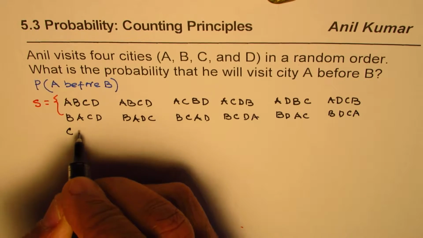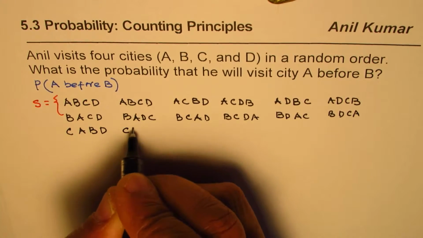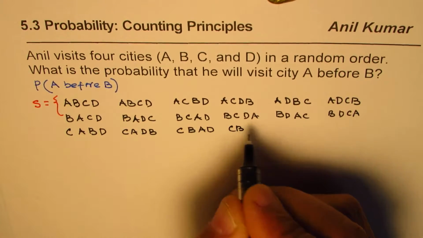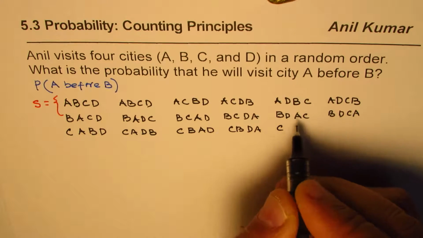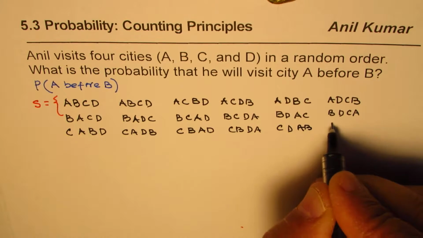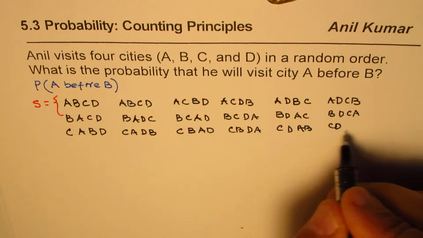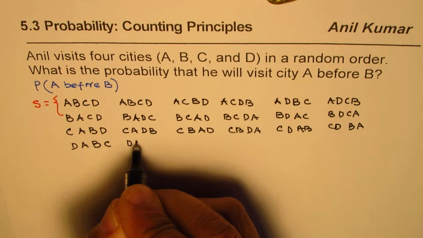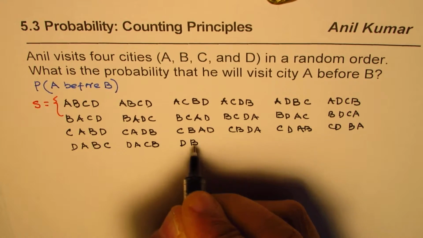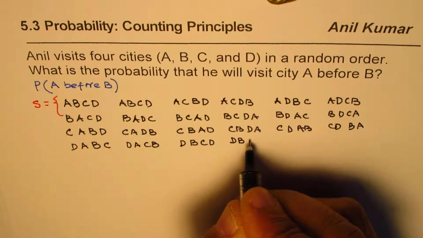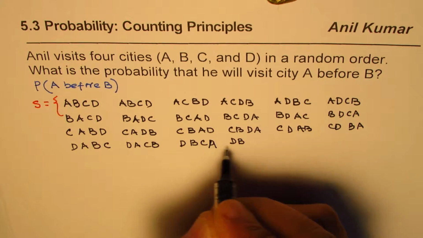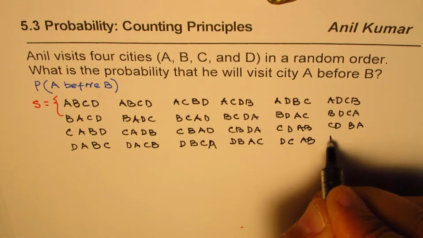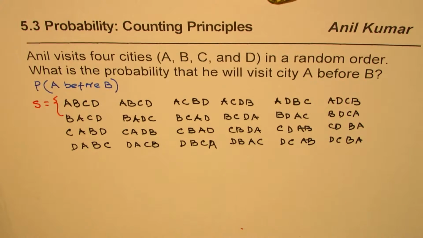We can begin with C, right? C, A, B, D, C, A, D, B, C, B, A, D, C, B, D, A, C, D, A, B, C, D, B, A. We could begin with D. So D, A, B, C, D, A, C, B, D, B, A, C, D, B, C, A, D, C, A, B, D, C, B, A. So these are the combinations.